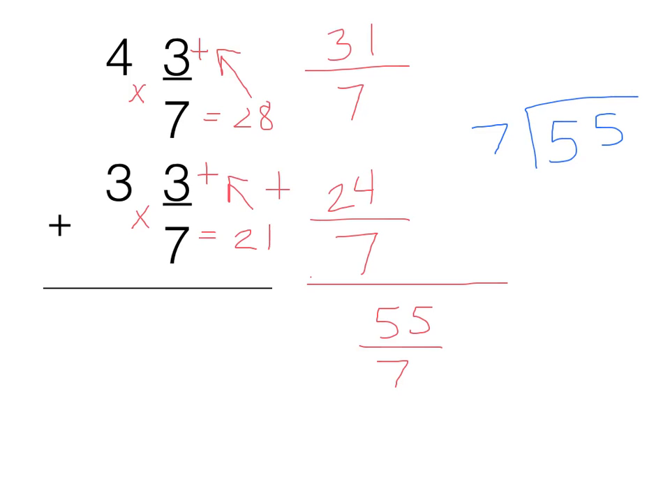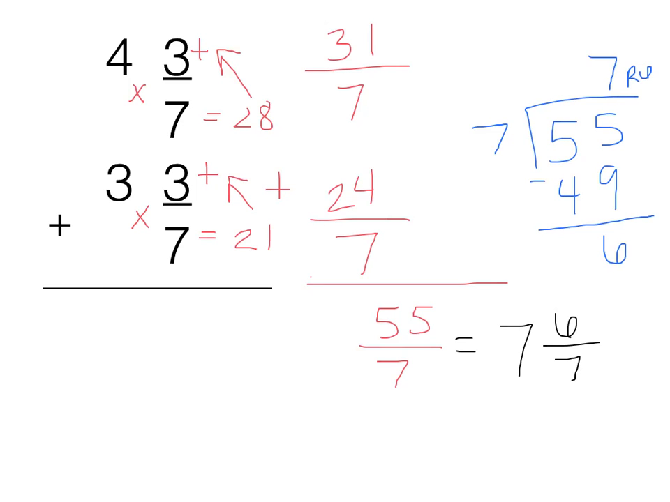Now if I wanted to convert 55/7 back into a mixed number, I could divide 55 by 7. I know that 7 goes into 55 7 times because 7 times 7 is 49. When I subtract those, I get a remainder of 6. So if I was going to write that as a mixed number, my new mixed number would be 7 6/7.